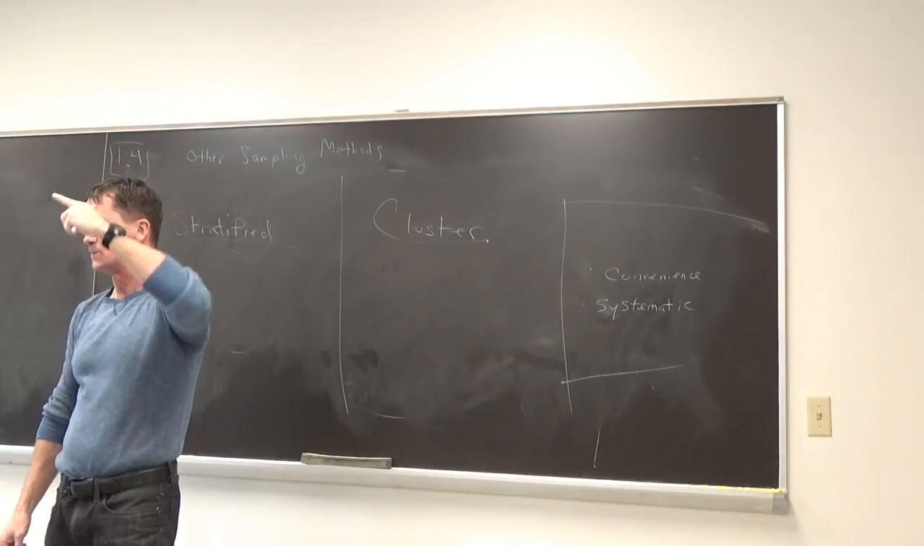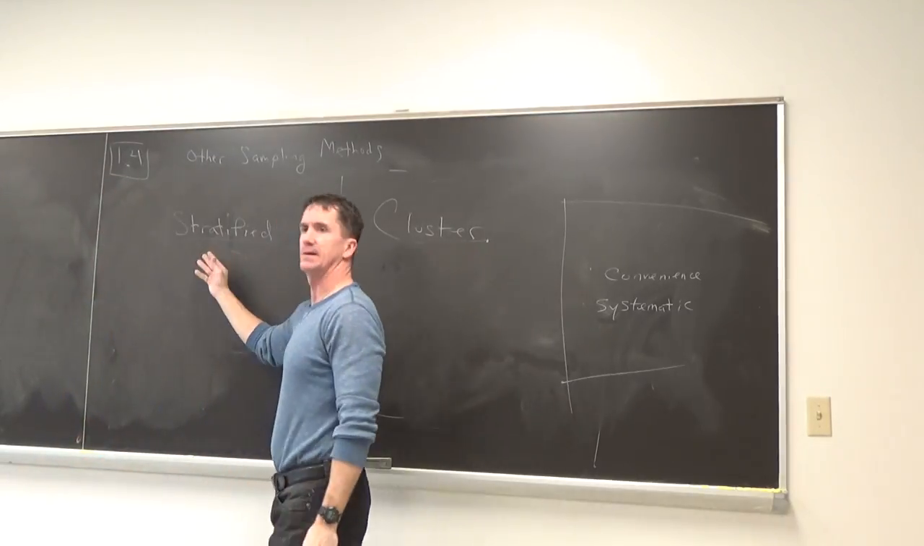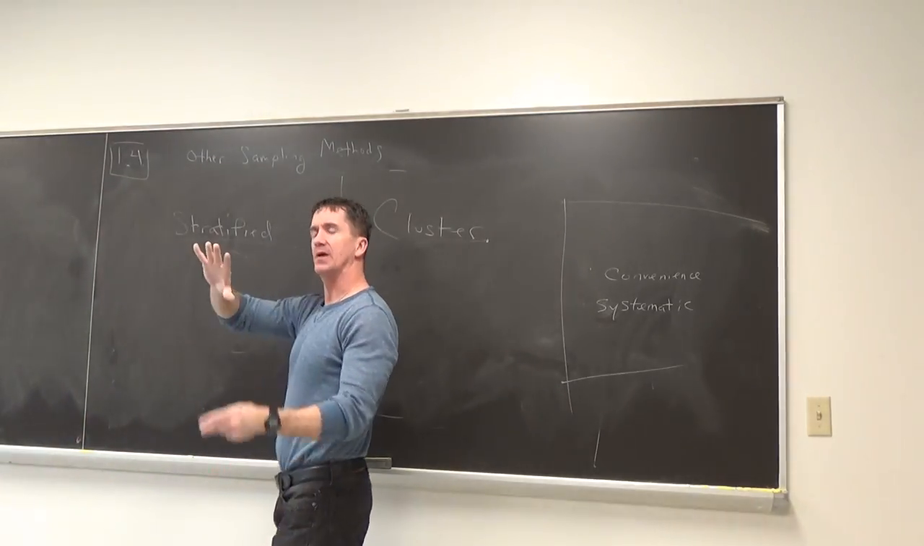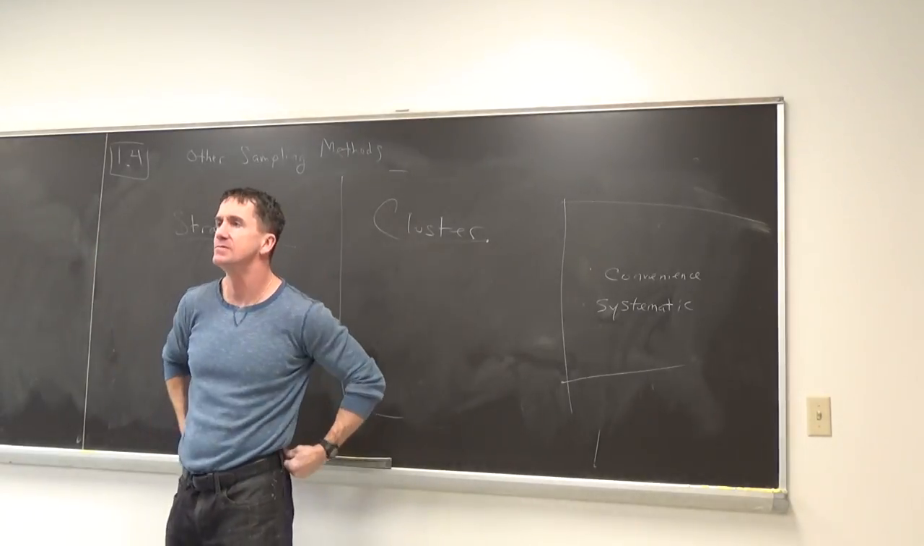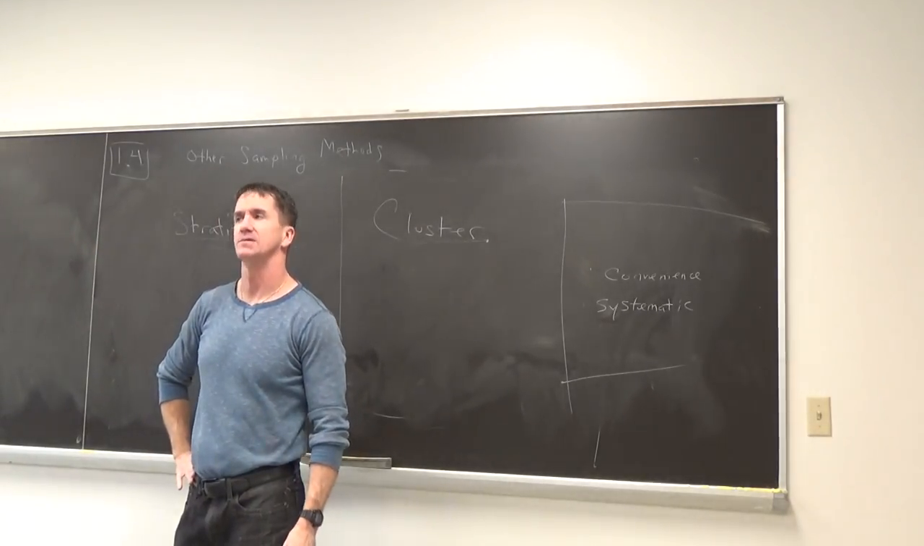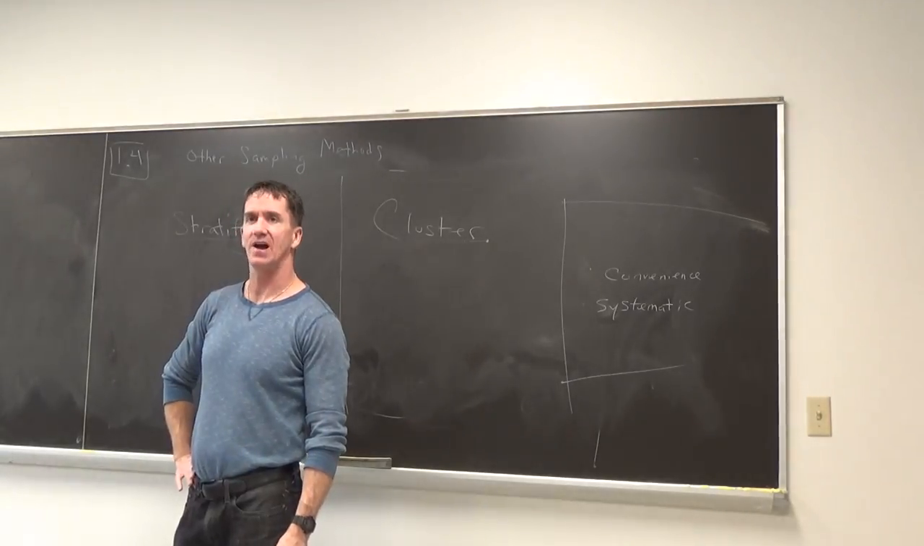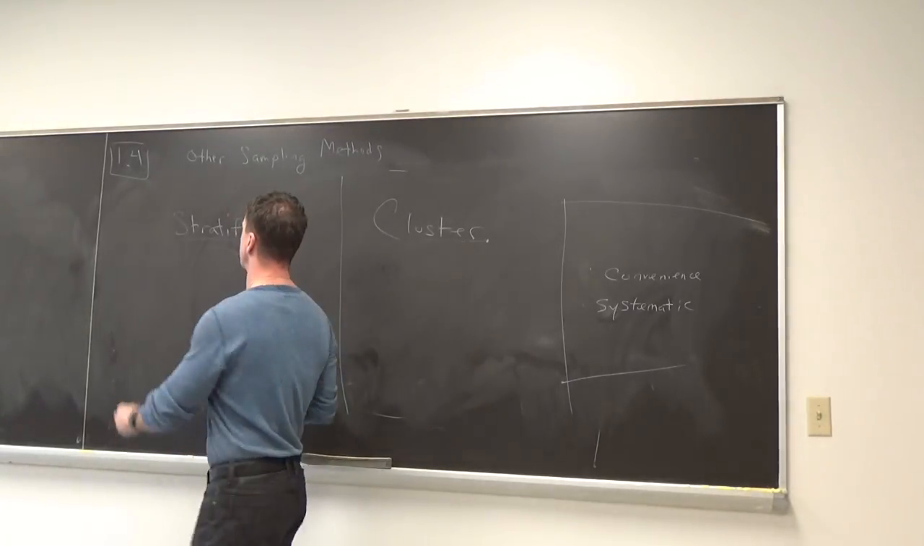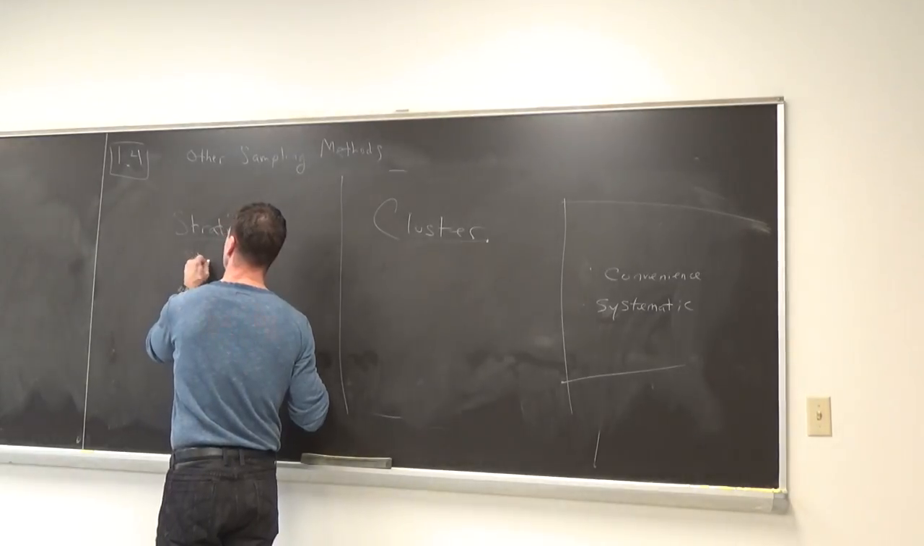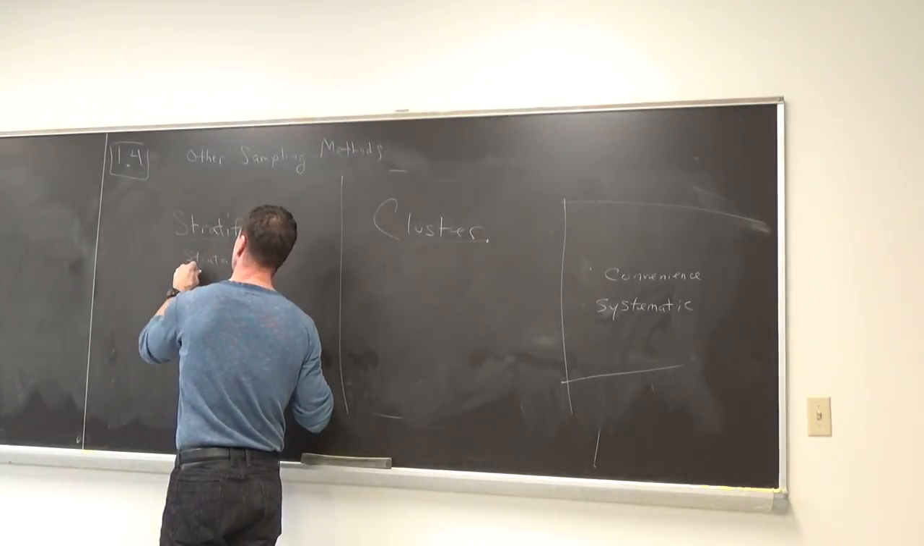Okay? Well, what goes on in stratified sampling? That's where you break up a population into groups called strata, S-T-R-A-T-A. Those are homogeneous groups. So you break them up into strata, which are these homogeneous groups.